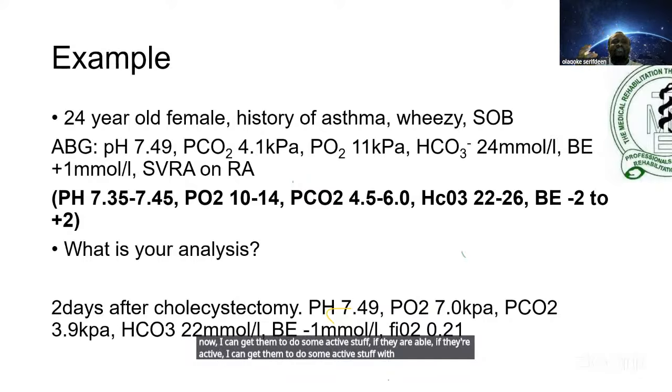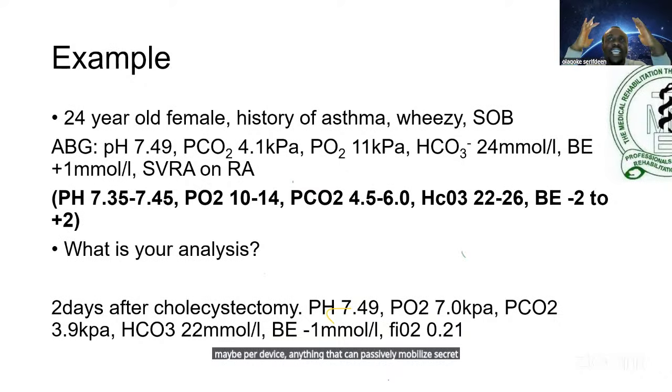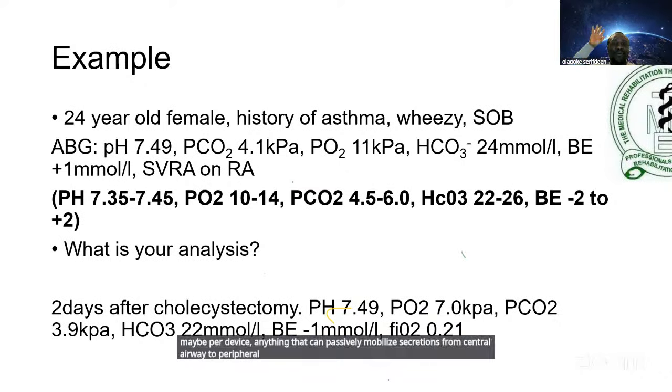If I need to do anything with positive pressure, for instance, I might want to go with something passive, maybe a PEP device, anything that can passively mobilize secretions from central airway to peripheral airway. That's all I need. I don't need to start bombarding them. Think of, oh, let's pass a catheter. Oh, let's bombard them with positive pressure. All those kinds of things. I want to be very selective in treating them.